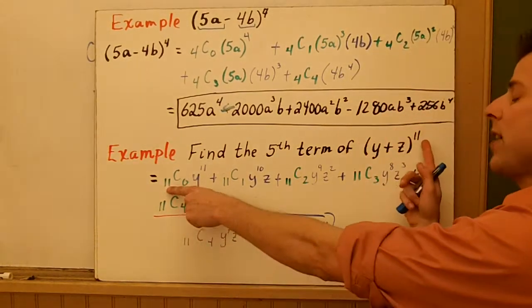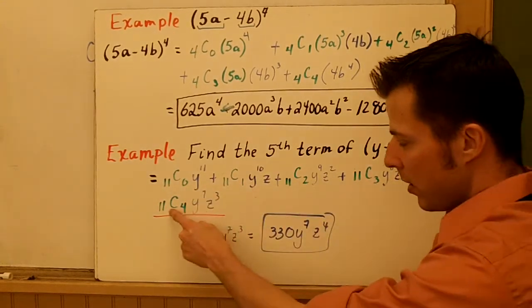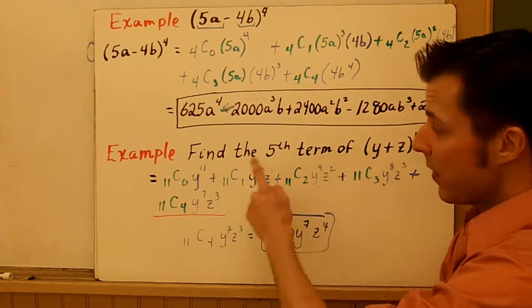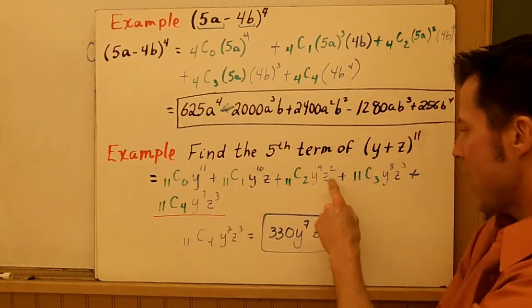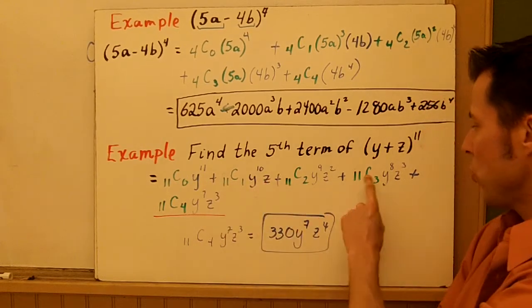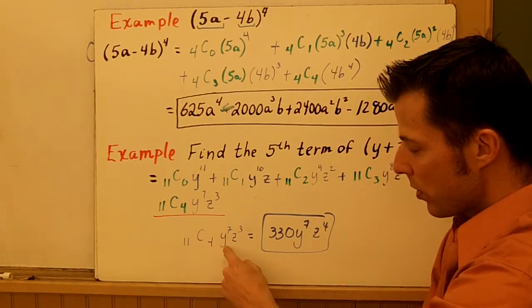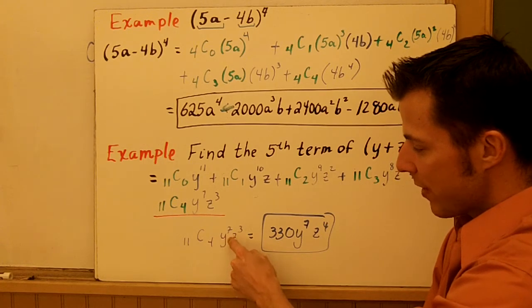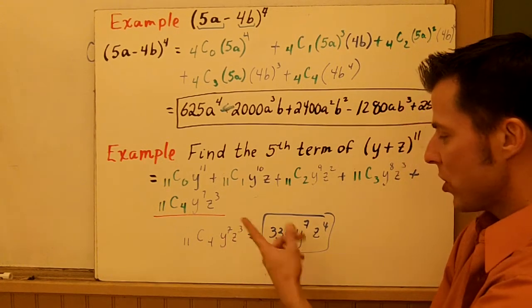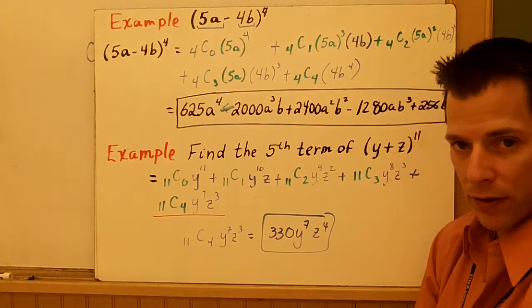Always the same thing. Whatever my power is here, my n, start with 0, increases by 1. Y in this case is the first variable. It's going to go from 11, 10, 9, 8, 7. Z is going to be 0, 1, 2, 3, 4. And so we're really looking at 11 choose 4, y to the 7th, z to the 4th power, which is 330 y to the 7th z to the 4th. So that's the fifth term.